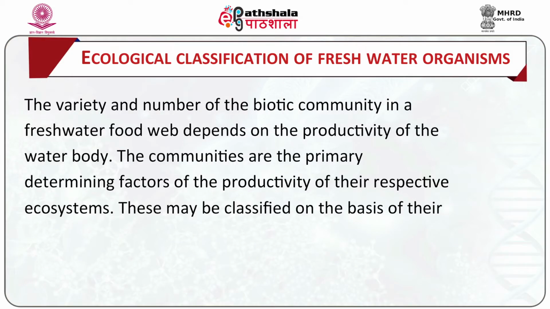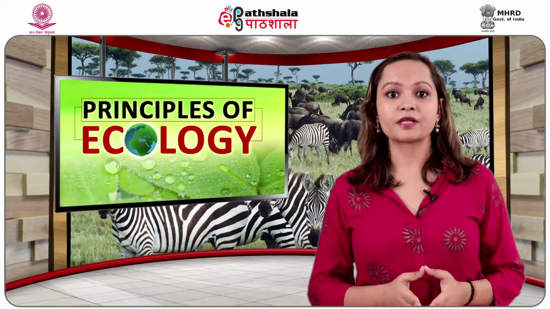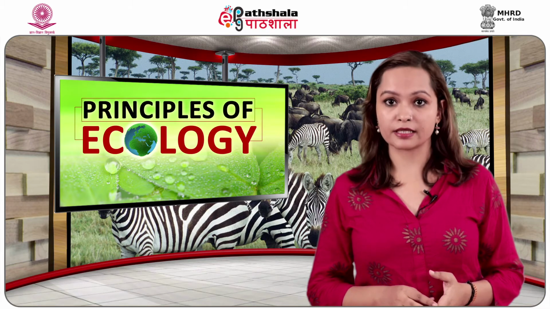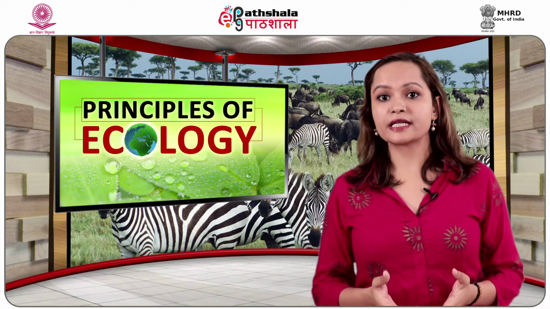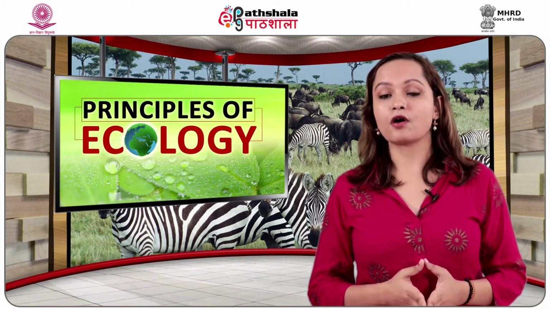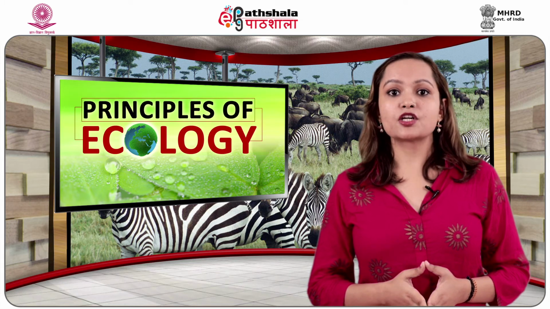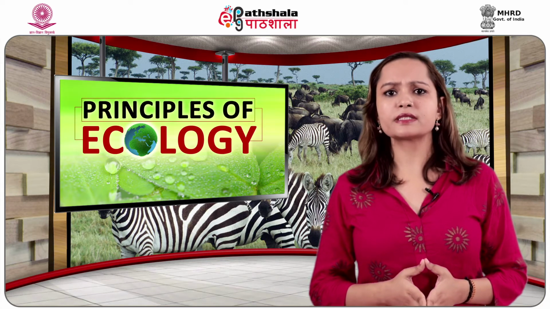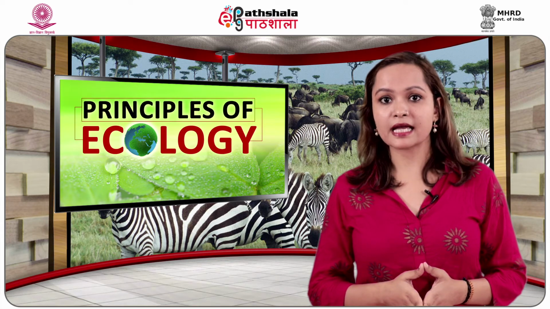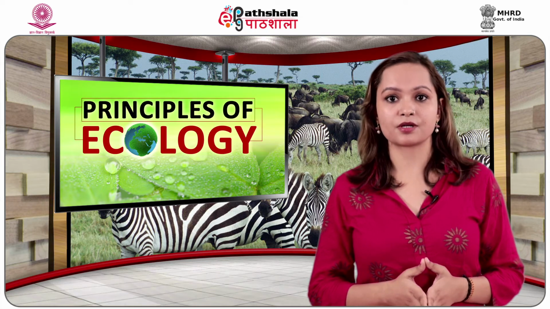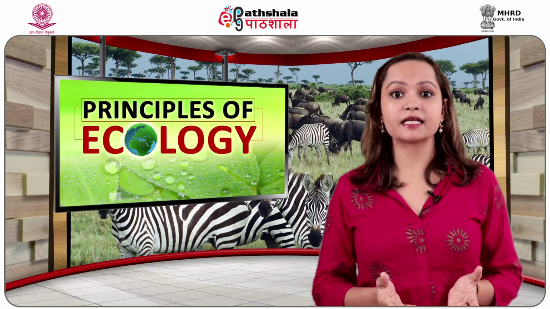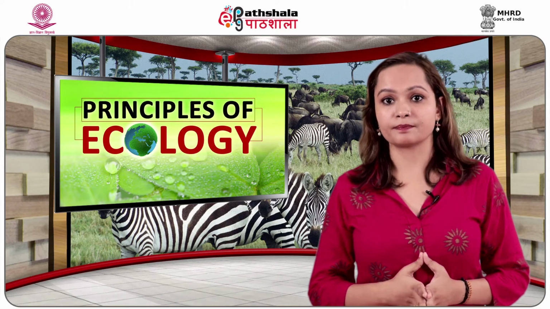The variety and number of the biotic community in a freshwater food web depends on the productivity of the water body. The productivity of the water body depends on the availability of energy, mostly in the form of solar energy, raw materials such as nutrients and minerals available in the water, and the dissolved oxygen. The available energy constantly changes daily due to seasonal cycles, and the raw material is continuously circulated via the water cycle, carbon cycle, nitrogen cycle, phosphorus cycle, etc. through and within the ecosystem. These cyclic fluctuations help in determining the short-term productivity of the ecosystem.